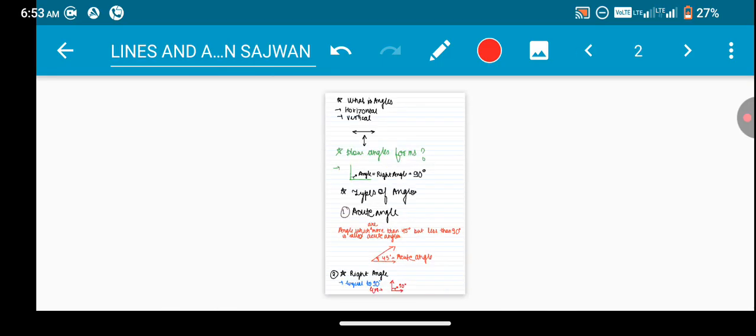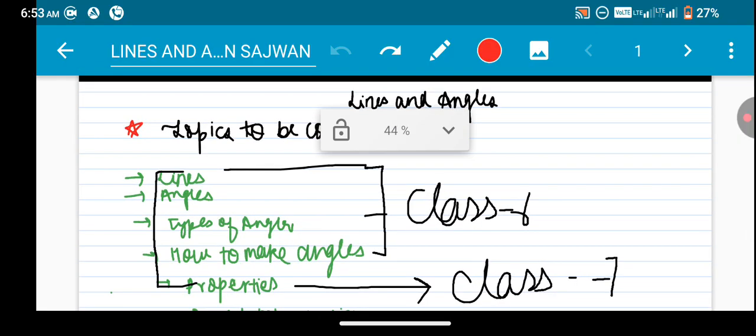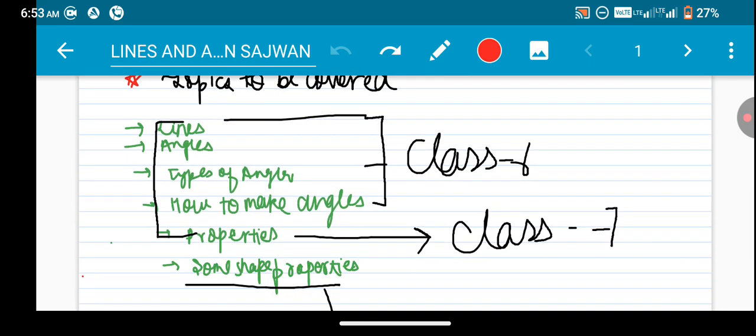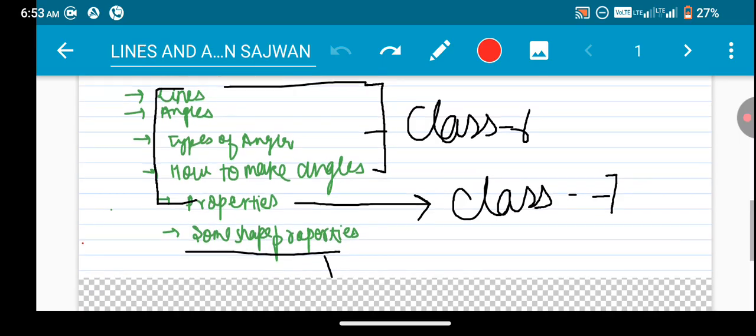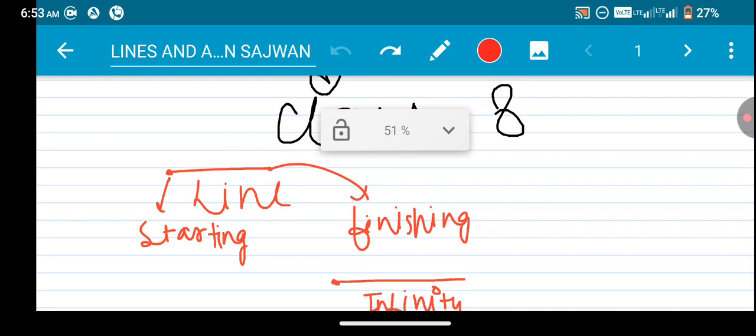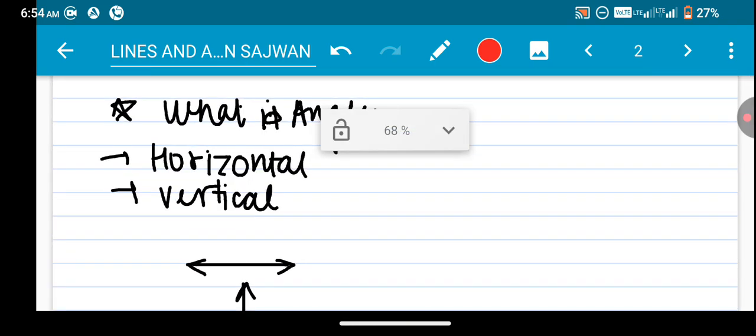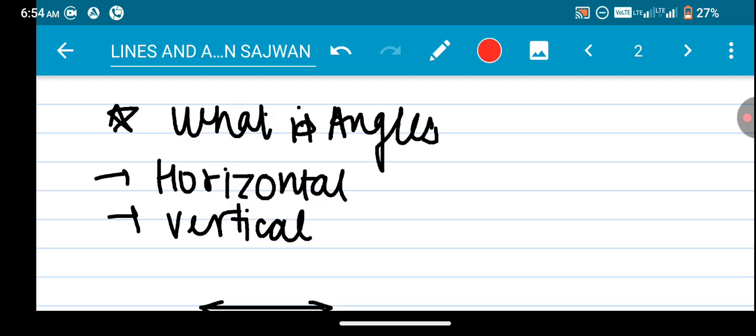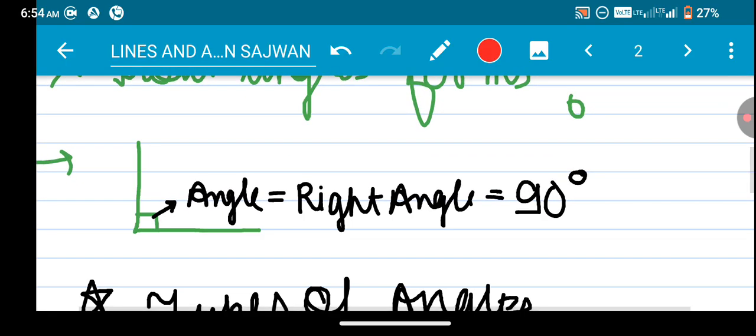Let's do the quick revision, then we will start the worksheet. Lines and angles. What we covered: lines, angles, types of angles, how to make angles, properties, and some shape properties. Line: if there is a line that has a starting and finishing, it is a line, and if it has only a starting position and not an ending position, it means it is an infinite line, never ends, and this is also a line. Now what are angles? Angles come in two parts, horizontal and vertical. How does an angle form? When two perpendicular lines, horizontal and vertical, meet, it forms a 90 degree angle.